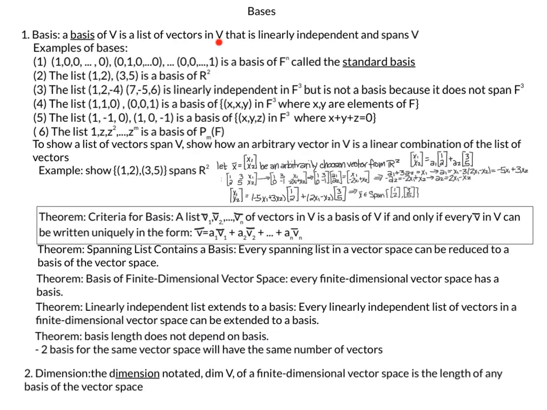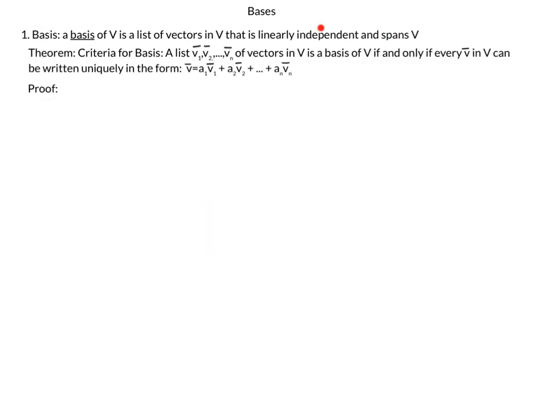Now that we have a pretty good feel for bases, we have this first theorem, a criteria for a basis. A list of vectors in a vector space is a basis for the vector space if and only if every vector in the vector space can be written uniquely as a linear combination of our list of vectors. I've kept this definition of basis up here for your reference, and then I have our criteria for a basis theorem that we're going to prove.